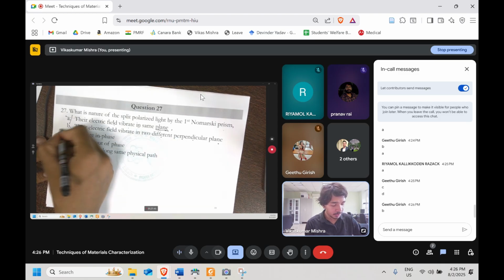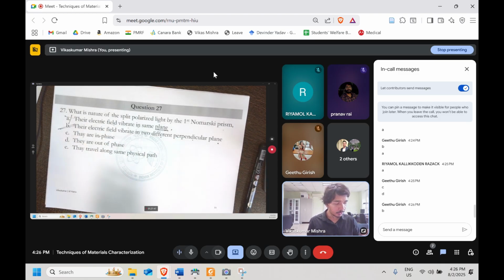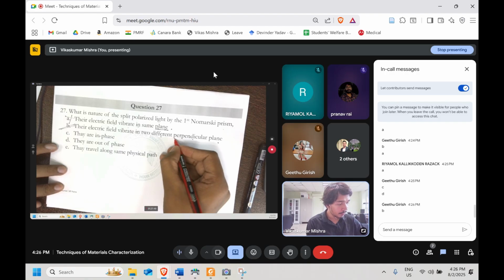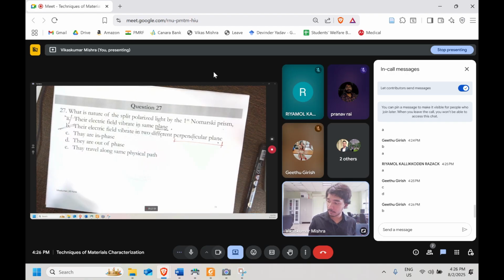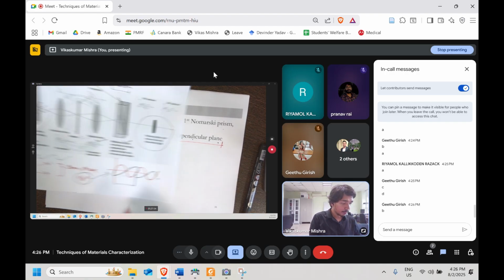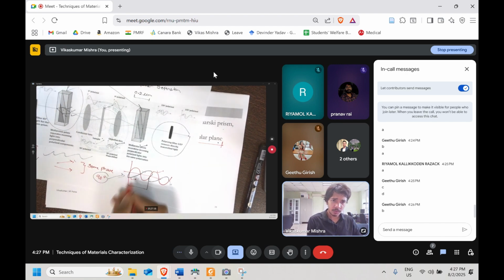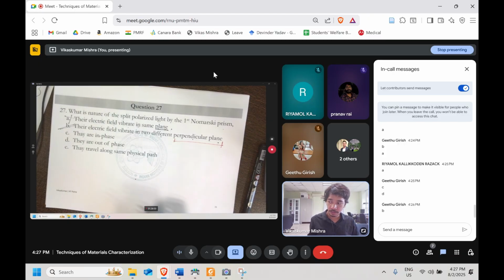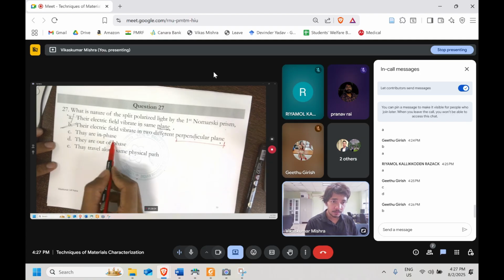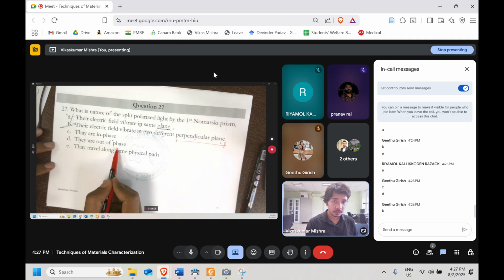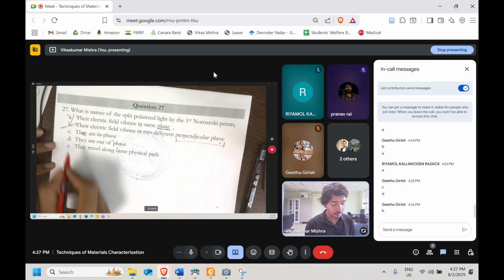Very good, the answer B is the right answer. So their electric field is going to vibrate in different perpendicular planes. So this is what we have seen. The red one is the vertical, the black one is the horizontal. So they are going to vibrate in two different planes. Next: they are in phase, they are out of phase. Very good, the right answer is here.